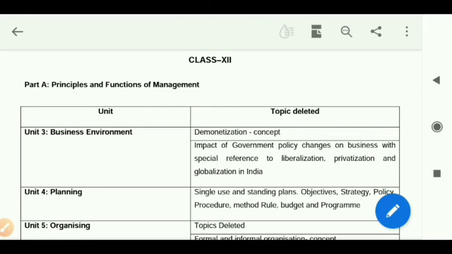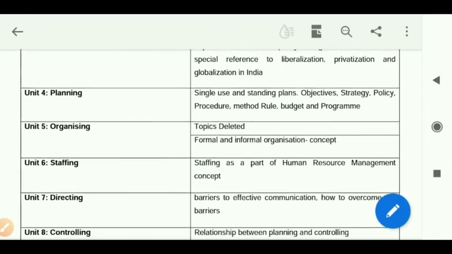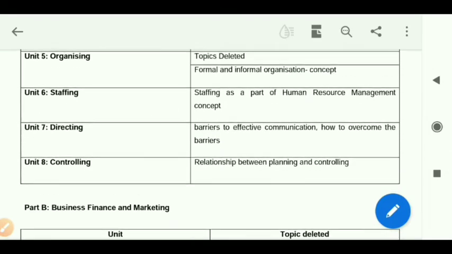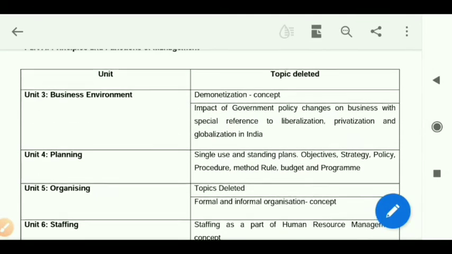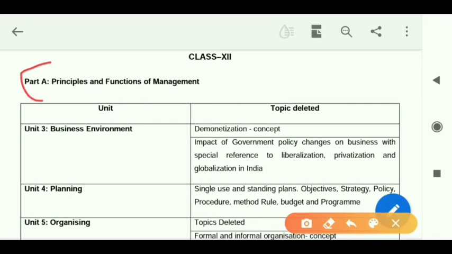Let's have an overview of what chapters are selected for the deleted portions. As we can see, in chapter 3, some portions are deleted. Chapter 4, chapter 5, chapter 6, chapter 7 and chapter 8. That means in part A, I would say portions have been deleted from unit 3 till unit 8. Chapter 1 and chapter 2 are totally untouched. All the portions from chapter 1 and chapter 2 are still intact.